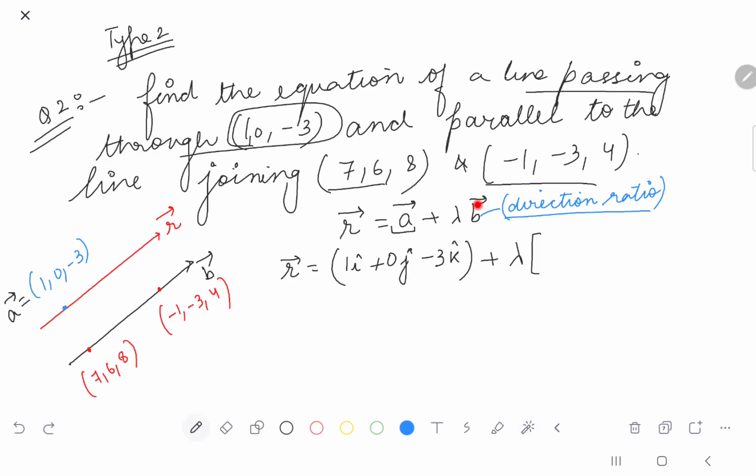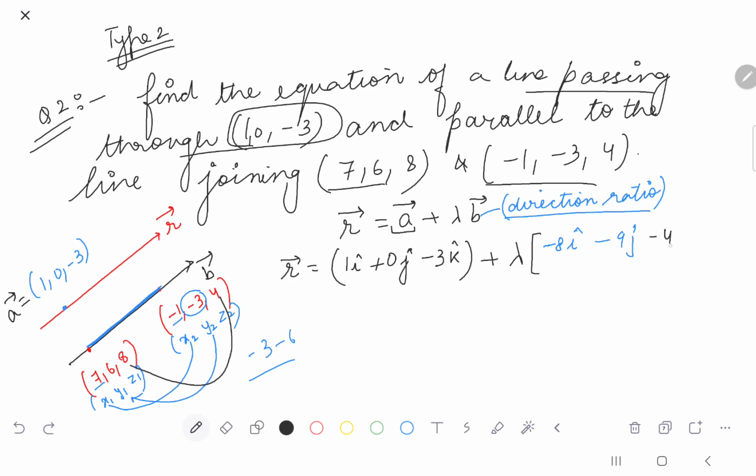You understand? Yes, ma'am. So how do we calculate the direction ratios of a line formed by joining two points? We assume this to be x1, y1, z1 and this to be x2, y2, z2. So it shall be x2 minus x1 i cap: minus 1 minus 7, minus 8 i cap. Then y2 minus y1: minus 3 minus 6, so minus 9 j cap. And 4 minus 8, so minus 4 k cap. So this is my vector equation of the required line r.